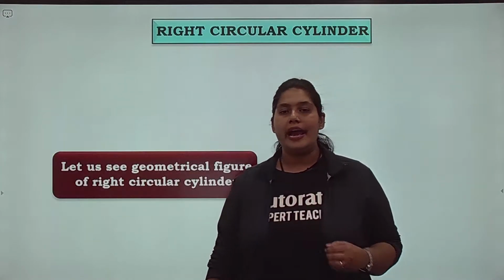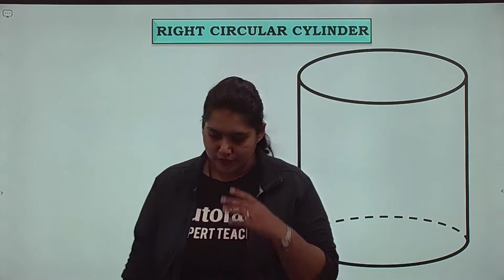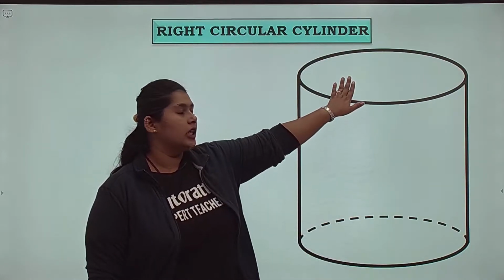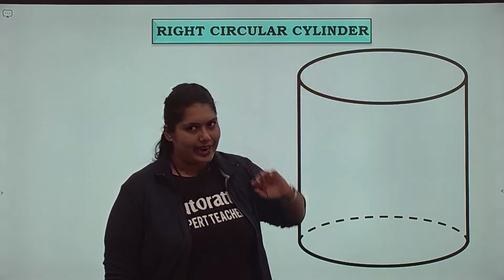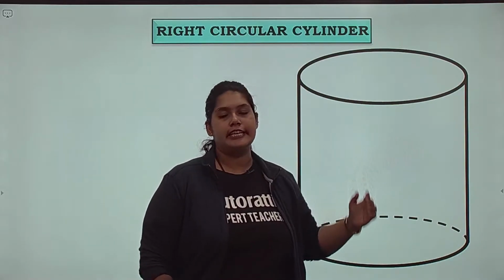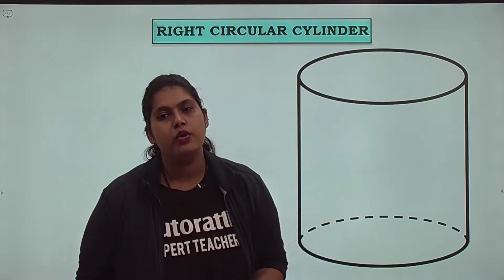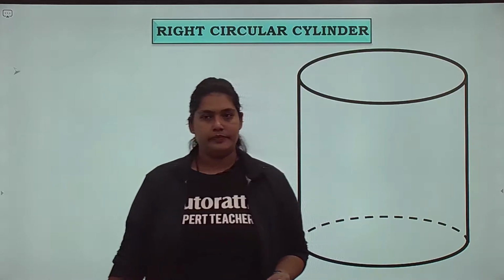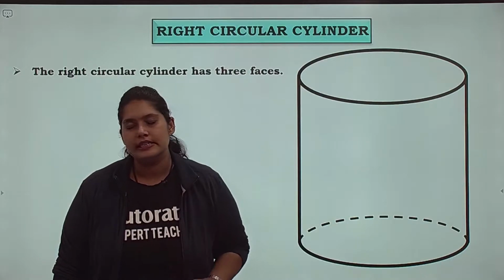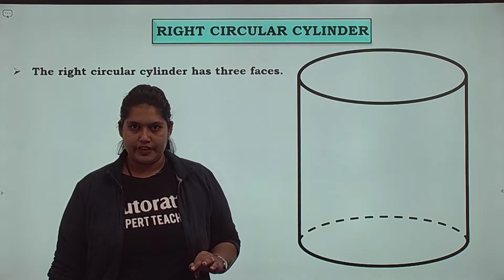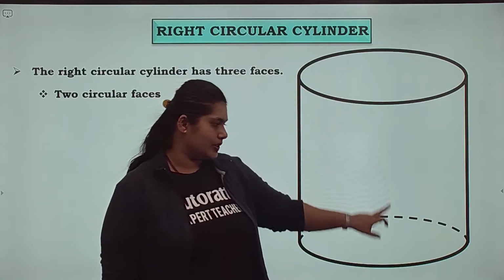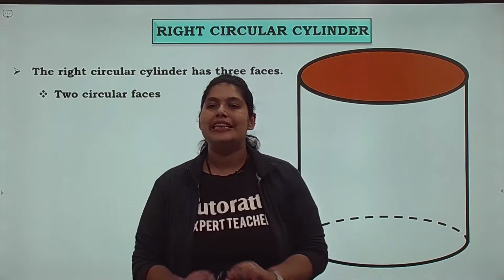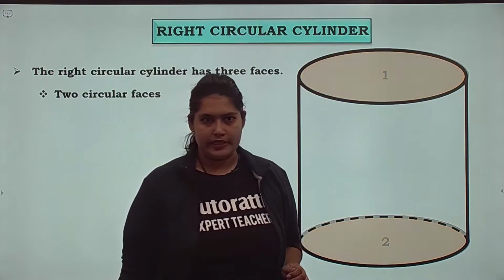Now let's go ahead and see the geometrical representation of this figure. Basically a model. If I see this, I have got two circles on top and at the bottom, and a surface in the center which is curved. If you go and see our bottle, it also has a curved surface in the center, isn't it? Yes or no? So this circular cylinder has got three faces. Fine children, three faces. Two faces which are circular at the top and at the bottom, and one surface which is the curved surface of the cylinder.